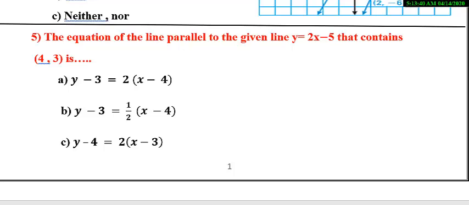Moving to question number 5, the question states: the equation of the line parallel to the given line y equals 2x minus 5 that contains (4, 3) is. So here the question asks you to find the equation of a new line that is parallel to the given line, which is y equals 2x minus 5. First of all, we need to use the parallel as given information. Parallel means the lines are parallel, which means the slopes are equal.